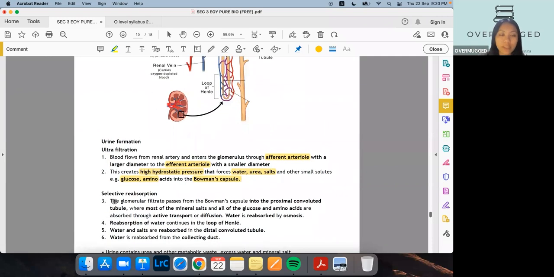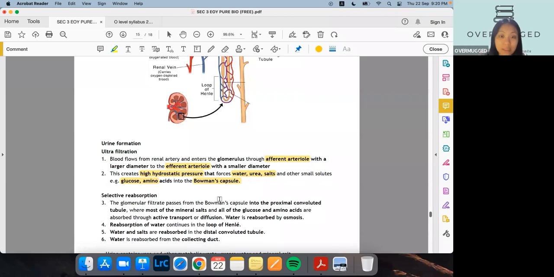And selective reabsorption has a lot more points because there are many different parts. Like the proximal convoluted tubule, what does it absorb? It absorbs mineral salt, all of the glucose and amino acid, and some water. The loop of Henle, only water. For the distal convoluted tubule, water and mineral salt. And in the collecting duct, water is still being absorbed. So selective reabsorption is so long because you need to distinguish which part absorbs what kind of things. They are different.